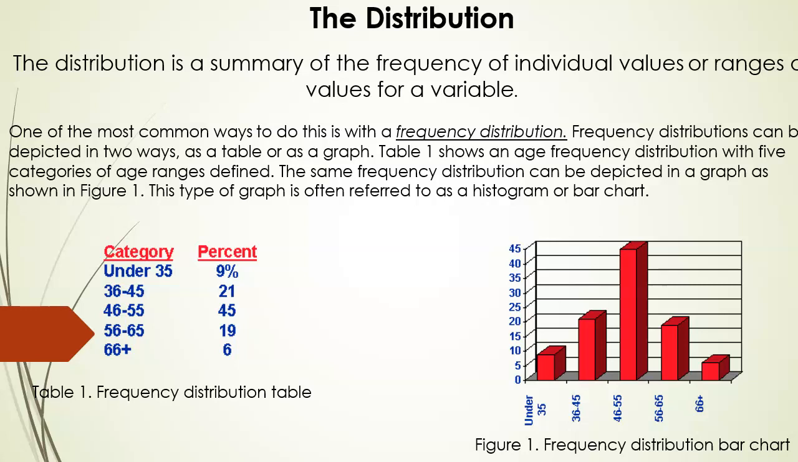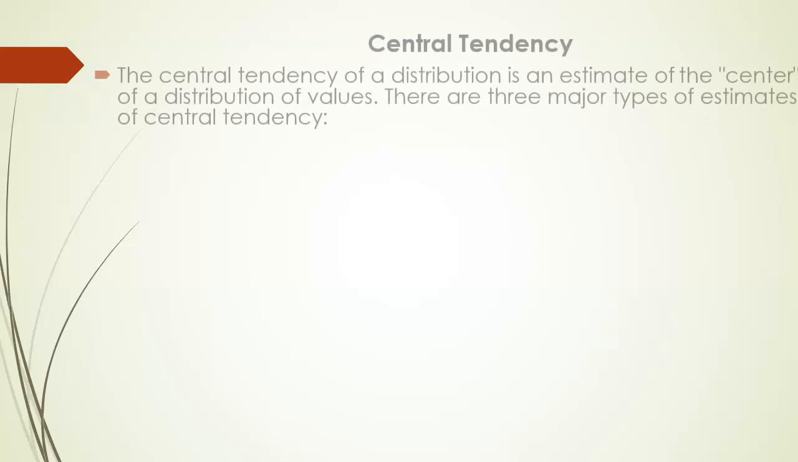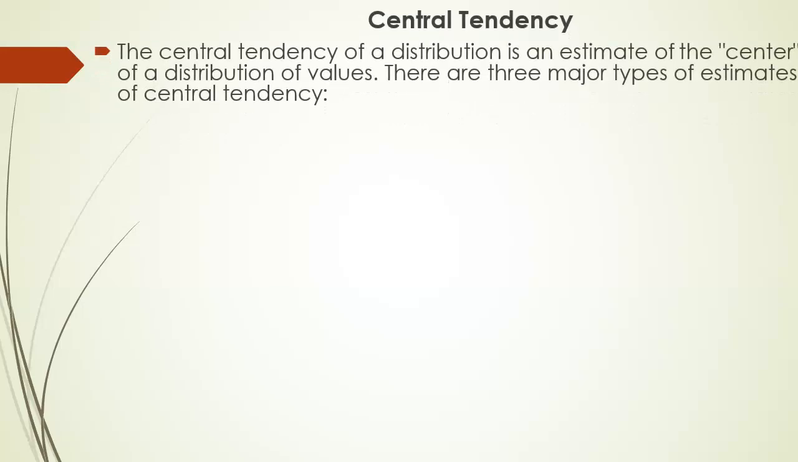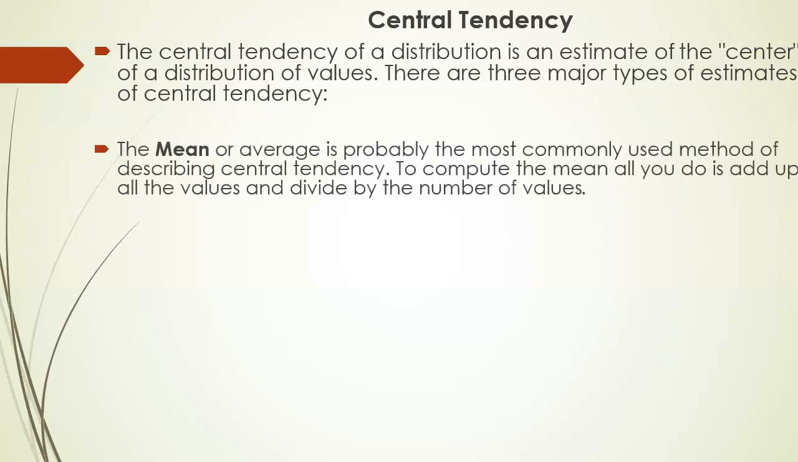So that's the distribution. Central tendency again measures an estimate of the center of a distribution of values, and there's 3 types. We mentioned those already. So the mean is just the average, and it's probably the most common one, right? So to compute this, we just add up all the values and we divide by the number of values. This is going to give us the average.